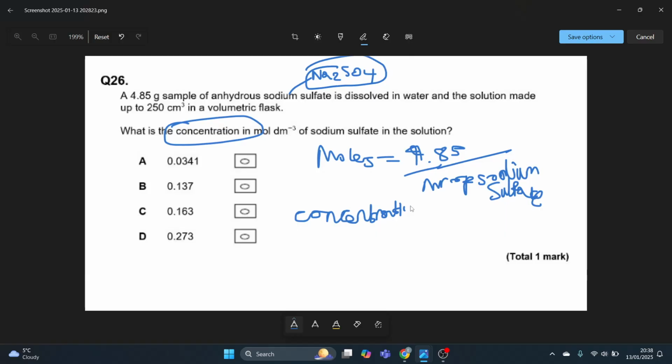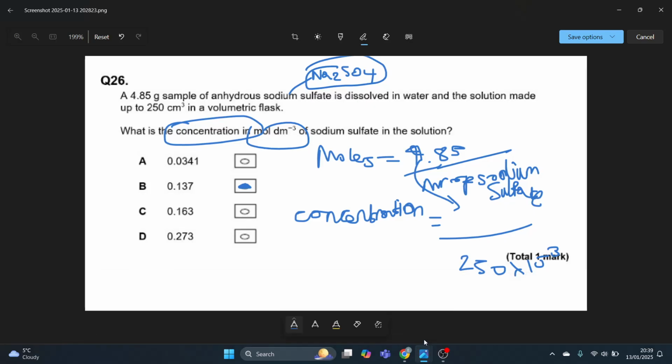But I don't want the moles, I want the concentration. Concentration is the moles divided by the volume, 250, in moles per dm cubed, times by 10 to the power minus 3 to convert into that. So it should just be that simple. I should get 0.137. We'll see if I'm right. I don't think I am because I'm not sure why.